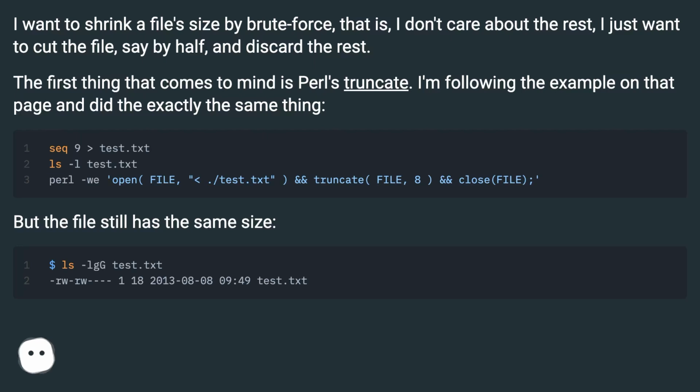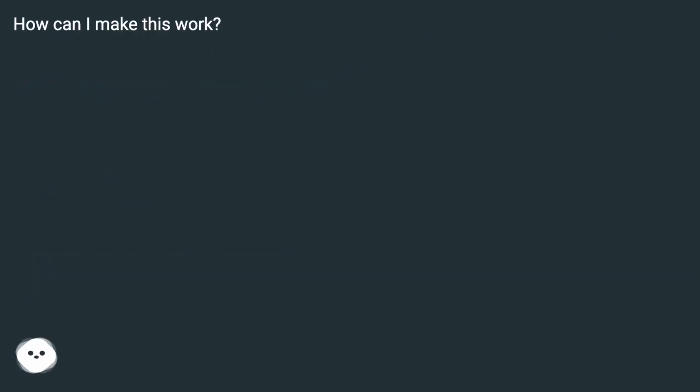The first thing that comes to mind is Perl's truncate. I'm following the example on that page, and did exactly the same thing. But the file still has the same size. How can I make this work?